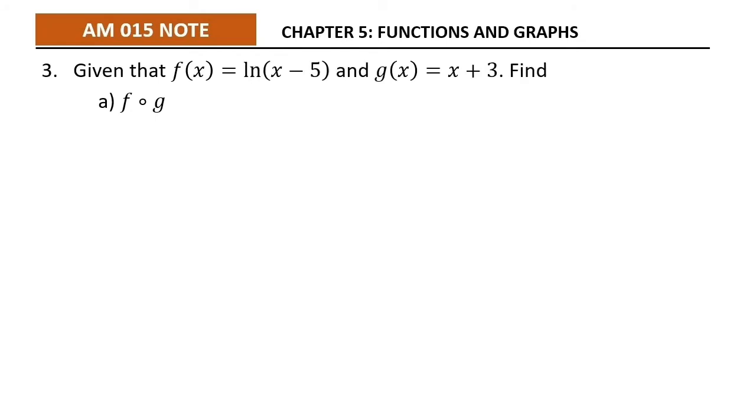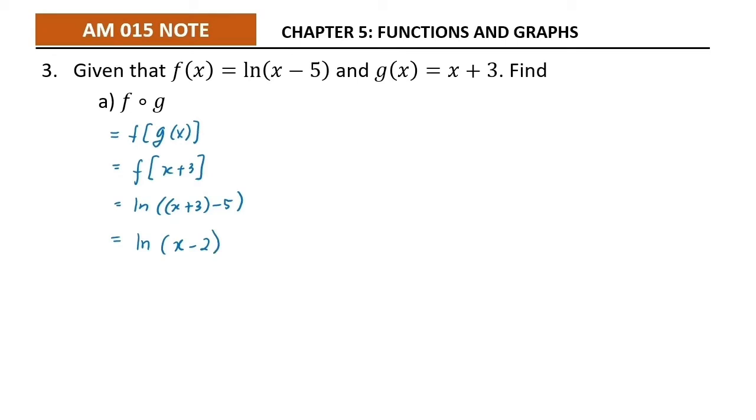Next example, given that f(x) equal ln x minus 5 and g(x) is x plus 3, find f of g. f of g equal to f of g(x). g(x) is x plus 3. And f is ln x, x is now x plus 3, minus 5. Simplify, ln (x plus 3) minus 5 is minus 2. So f of g equal to ln (x minus 2). B, find g of f. g of f is g of f(x).